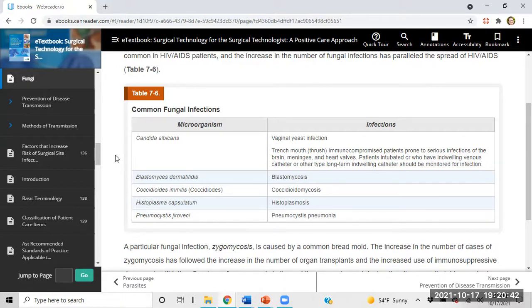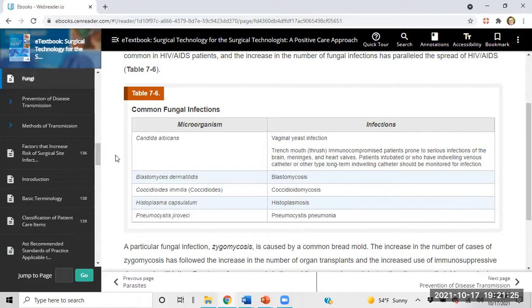Also trench mouth, which is thrush, and this can occur in seriously immunocompromised patients that are prone to this, and that infection can go to the brain, the meninges, and the heart valves, which is a big risk there. So any of your patients that have indwelling venous catheters that we talked about, like a PICC line or Swan-Ganz, those long-term indwelling catheters, as well as someone intubated for long-term, all of these are at higher risk for this infection.